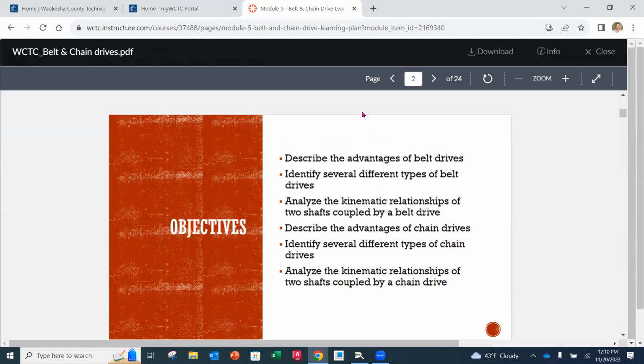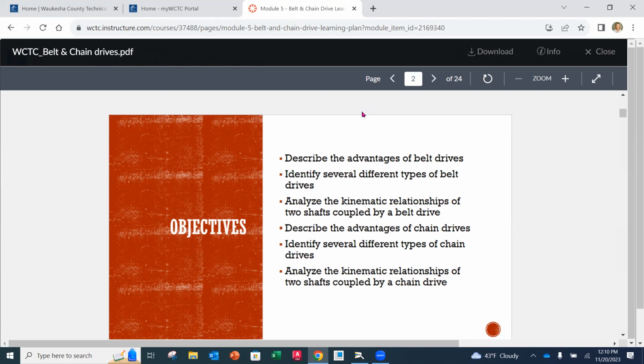So the objectives of this chapter are, number 1, to describe the advantages of belt drives. We're also going to be looking at identifying several different types of belt drives, but really focusing on one particular, and that's just going to be the run-of-the-mill V-belt drive as far as designing for. We're going to analyze the kinematic relationships of the 2 shafts that are coupled by a belt drive, and then we're going to do this very same thing for chain drives.